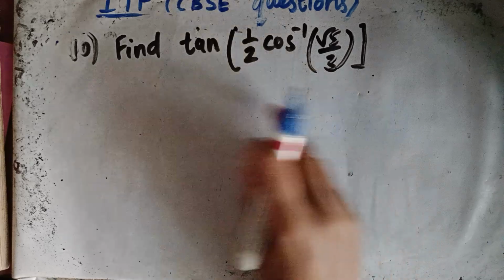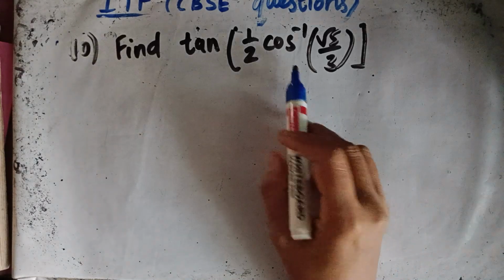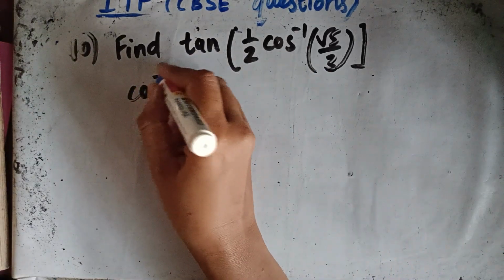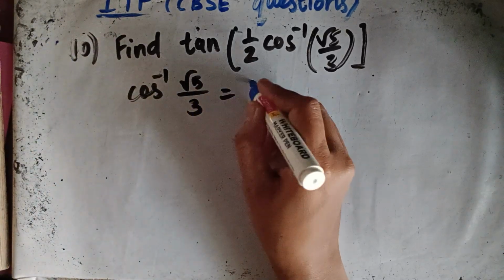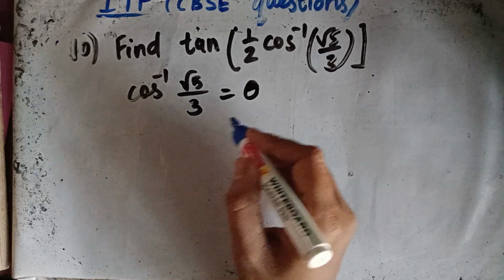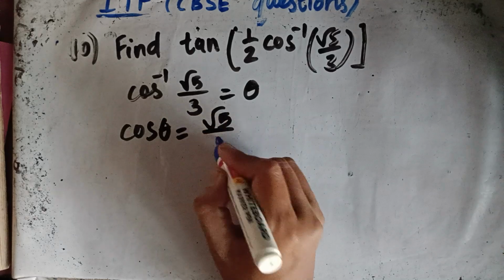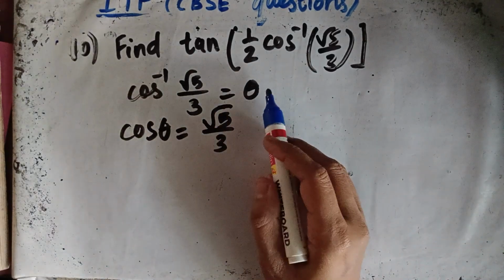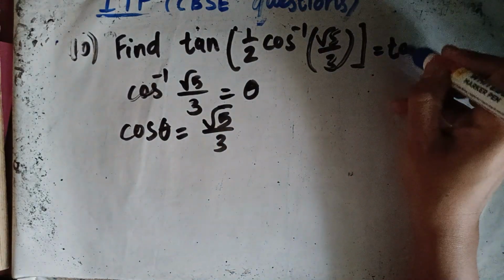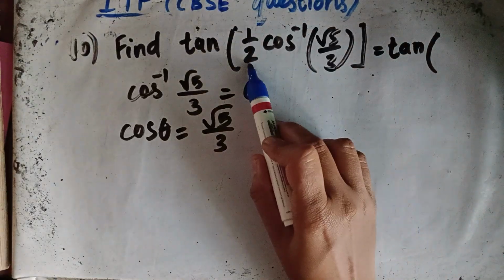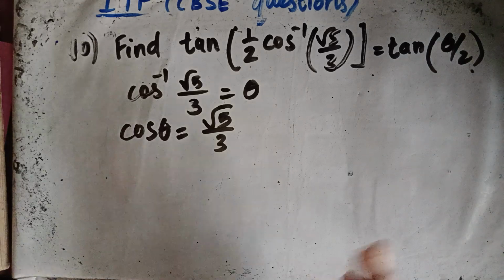Next question, you have to find tan of half cos inverse root 5 by 3. So again you have to take this cos inverse root 5 by 3 as some theta. So this will be cos theta equal to root 5 by 3. Now this equation becomes tan of theta by 2, that is half angle. Tan of theta by 2.